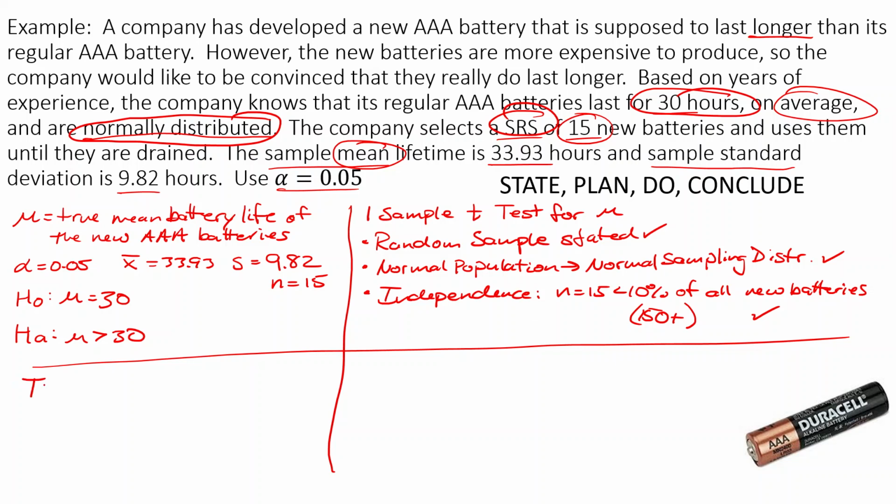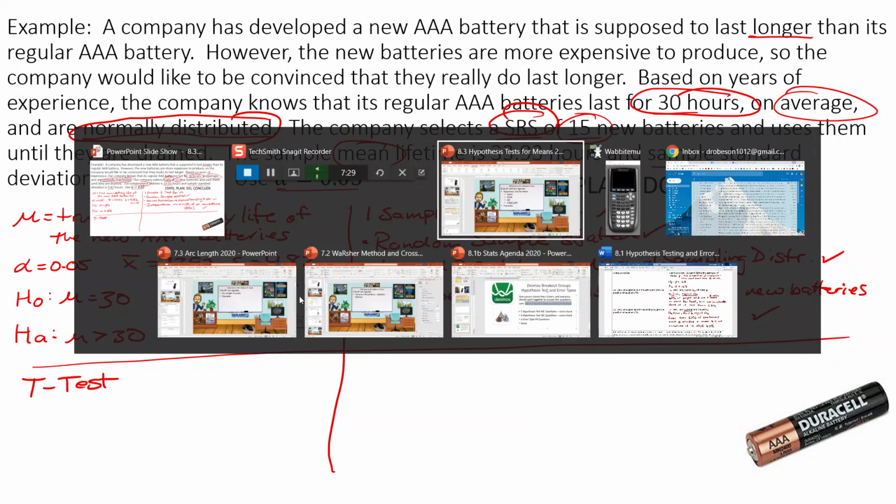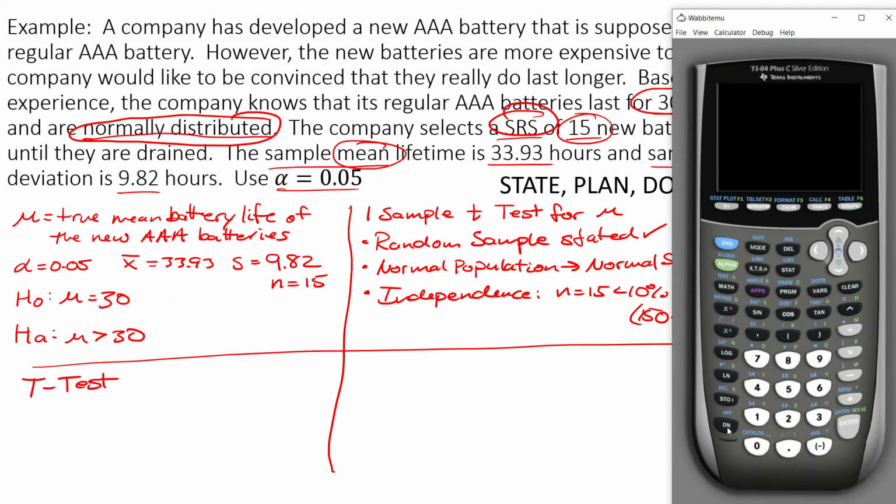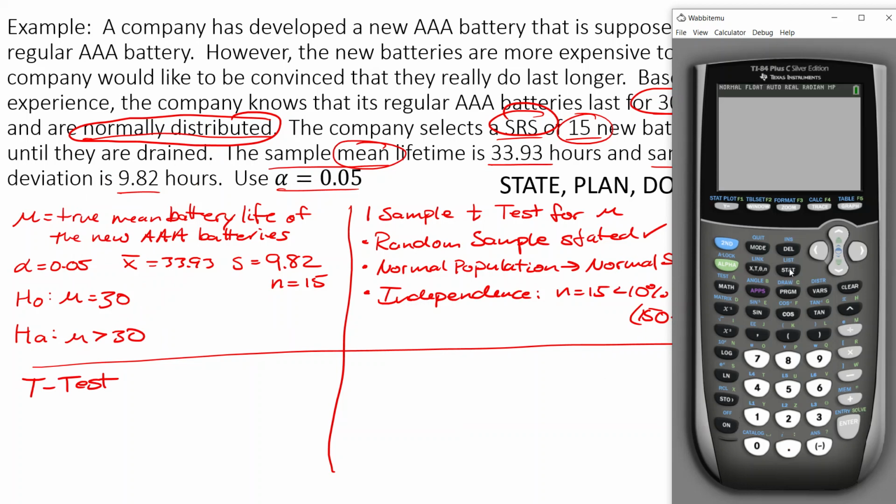All right, so now we're going to go to our calculator and we're going to do a t-test. So let me pull up my trusted calculator. Here it is. On stat, over to test, t-test. This is the second one. All right, and we're going to use the statistics. We're using stats because they gave us these numbers. So our mean is 33.93.